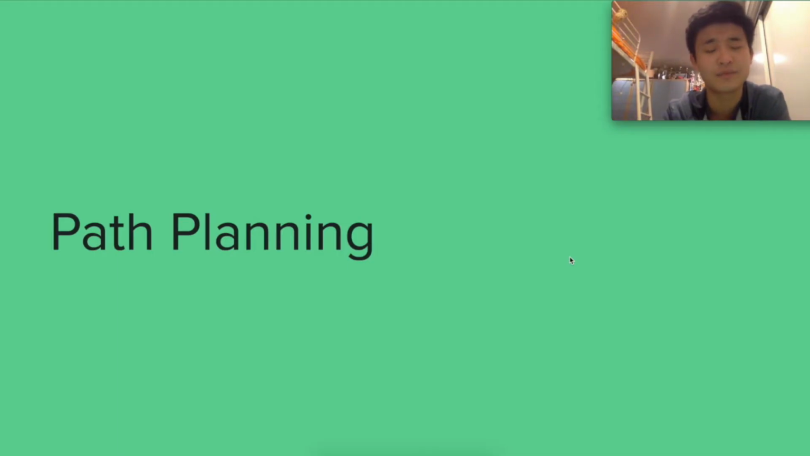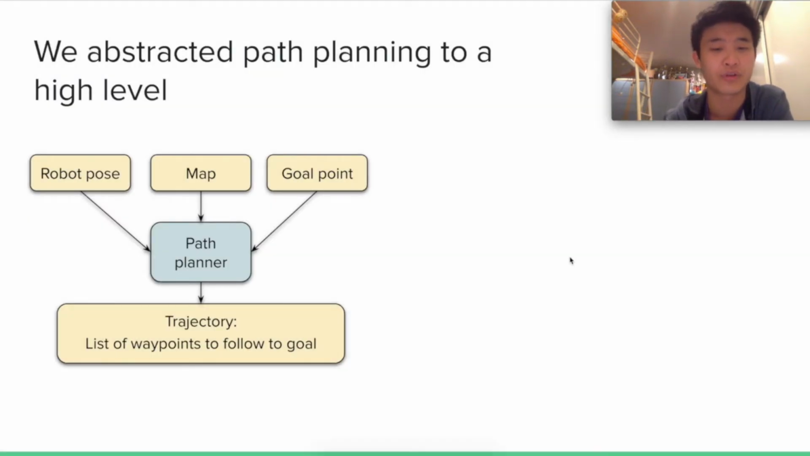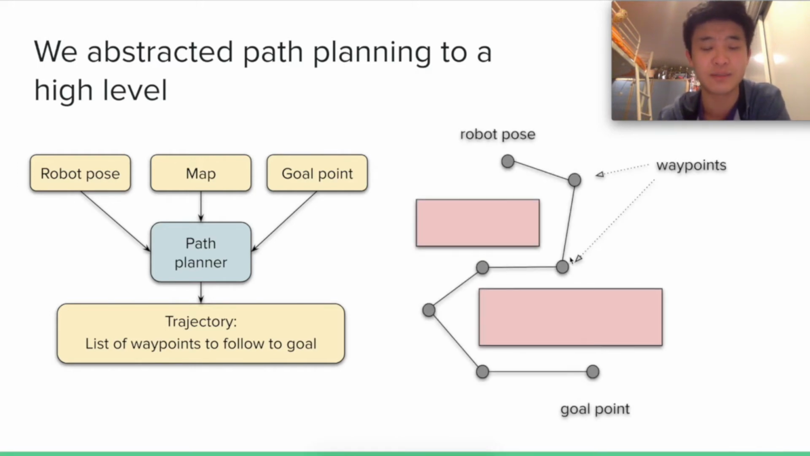Thanks, Andy. Now the particle filter gives us a pretty nice abstraction for the path planning algorithm. We simply need to take a map, a starting pose, and a goal point, and produce a set of waypoints describing the shortest path to the goal. We'll call this a trajectory, and here's an example of one. The red rectangles are obstacles, and the gray circles are the waypoints.